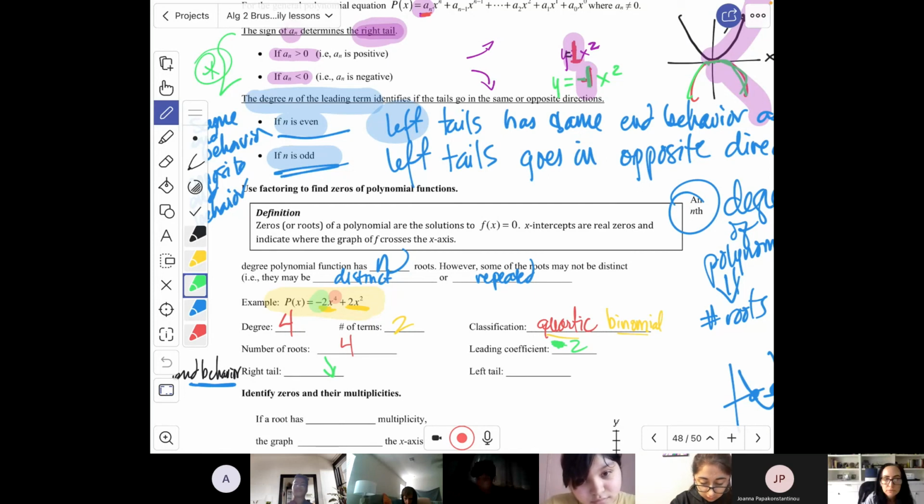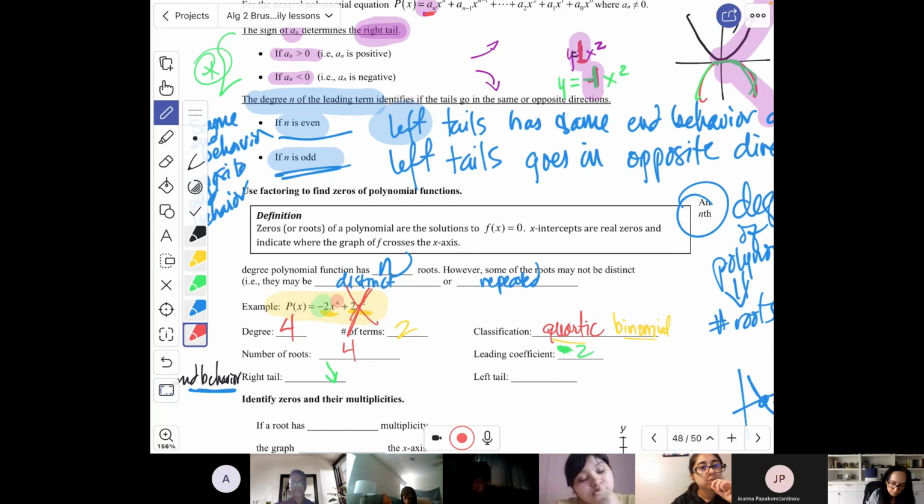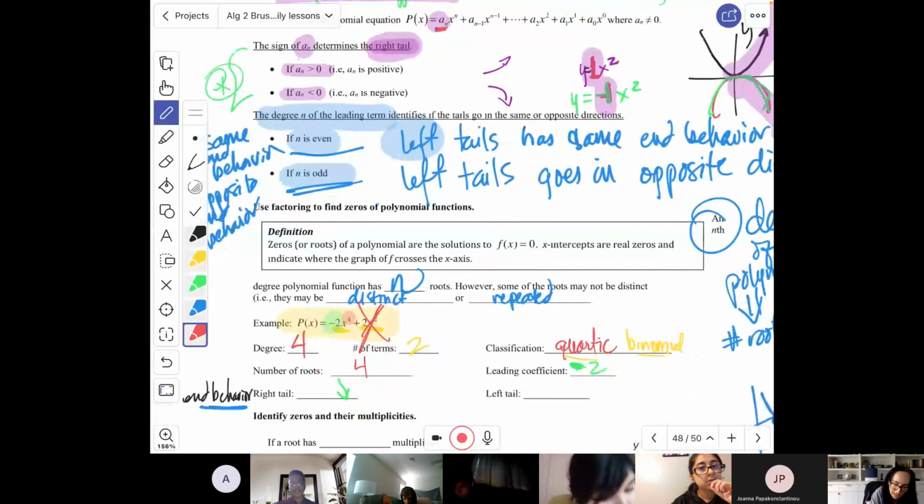Now, is the left tail going to do the same thing, go down, or is it going to go in the opposite direction? And how do you know? It's gonna go up. Why do you say that? Because it's plus 2x. This doesn't matter, oh, never mind. The only thing that we look at to determine the end behavior of the tails is the leading coefficient, which tells us the right tail. The degree tells us whether the left tail does the same thing or goes in the opposite direction.